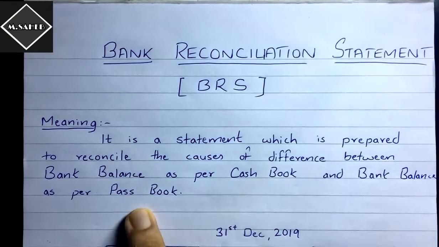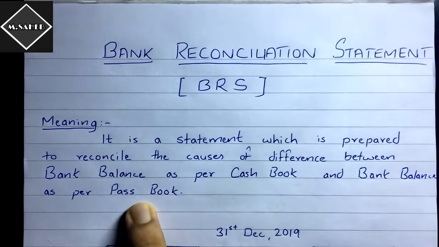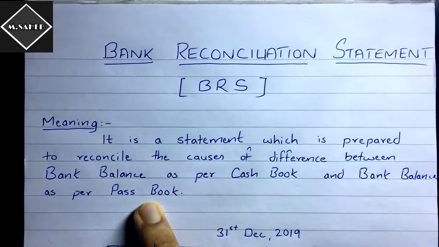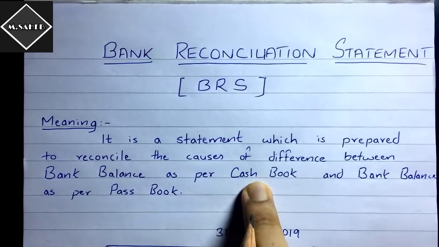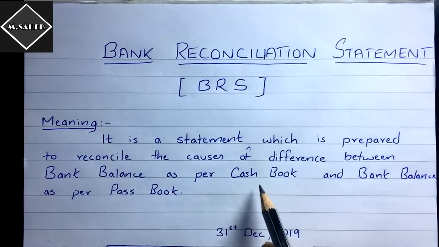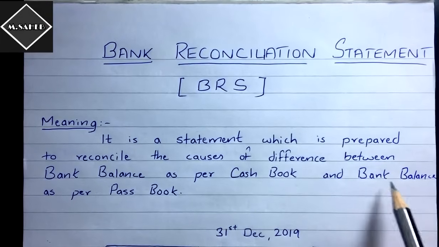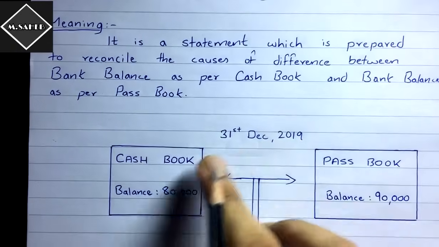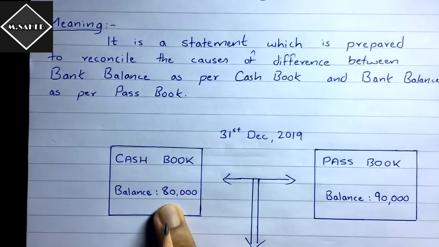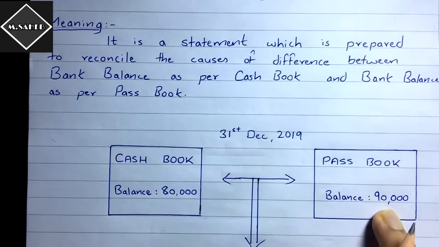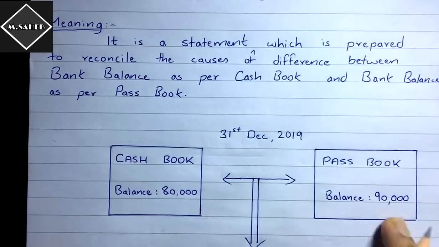And then the Passbook. What is the Passbook? Passbook means it is a bank statement. It is prepared by the bank to keep track of the customer's transactions. Now there will be a difference between the balance in the CashBook and the Passbook. How much money is there as per the CashBook will say something, and the bank balance as per Passbook will say something else. For example, on 31st December 2019, the CashBook says that 80,000 rupees is there in the bank account, but the Passbook, the bank statement, says the bank balance is 90,000 rupees. So you see, there is a difference between these two.